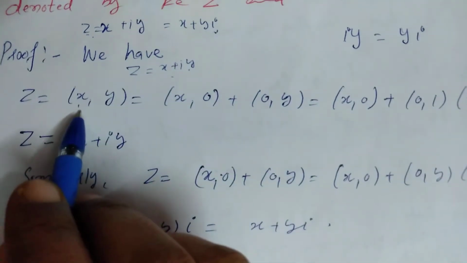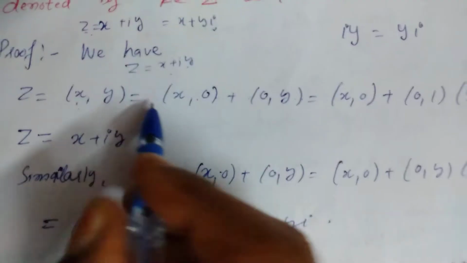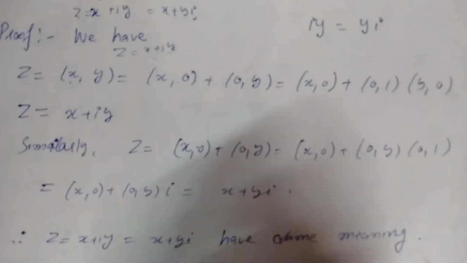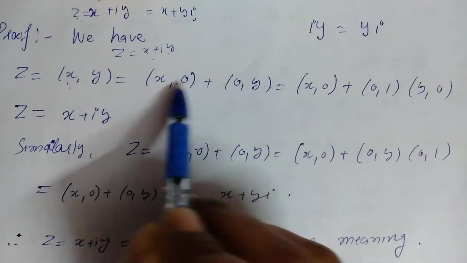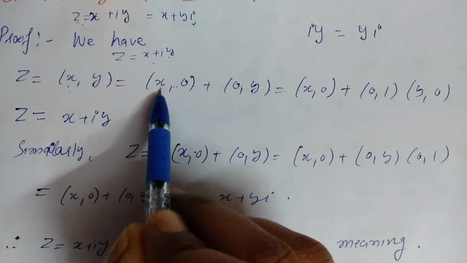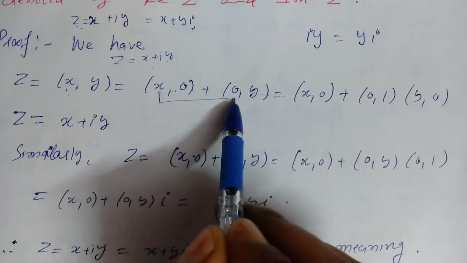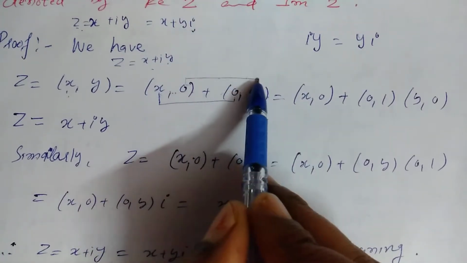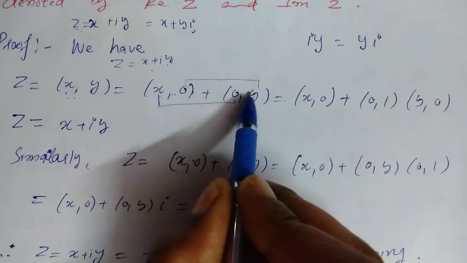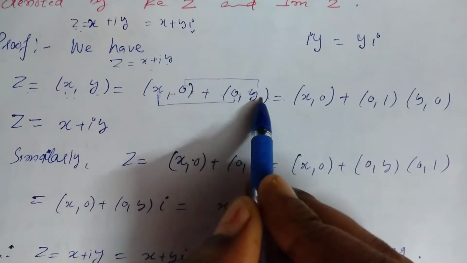So this x plus iota y can be written as (x, 0) plus (0, y), because adding these two will give us (x, y). Addition of two complex numbers or addition of two pairs is, the first component is added to the first component and the second component is added to the second component. So x plus 0 will give us x and 0 plus y will give us y. So this z can be written as (x, 0) plus (0, y).